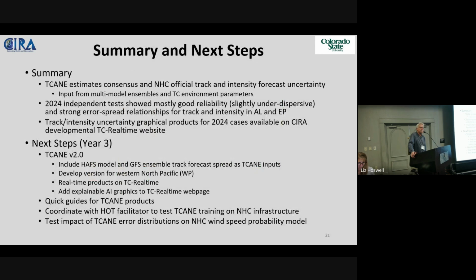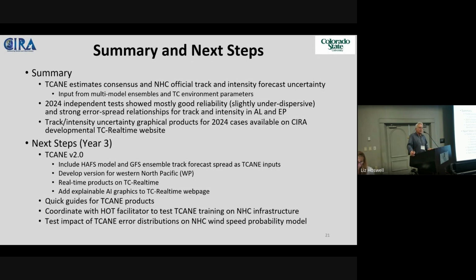Next slide. So a summary is that we ran TCANE in real time in 2024. Generally good reliability, a little bit under dispersive, but the sample is not that big. The error spread relationships are very good. And what we're going to do in the last year of the project is that we said we would develop a version for the Western North Pacific, because if we use this in the wind speed probability model, that includes the West Pacific domain.